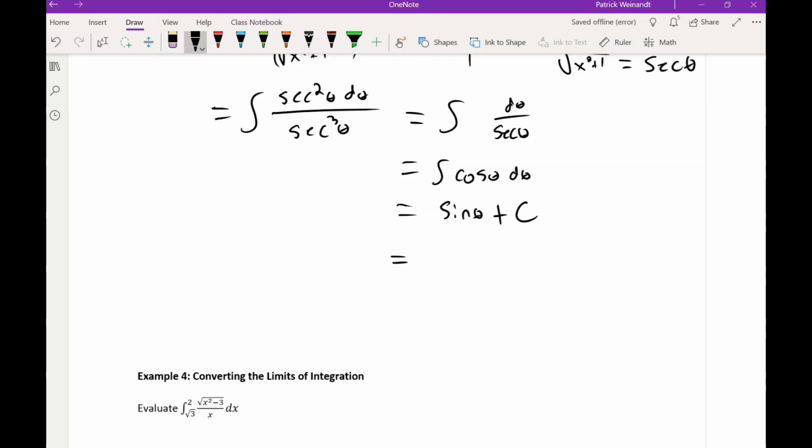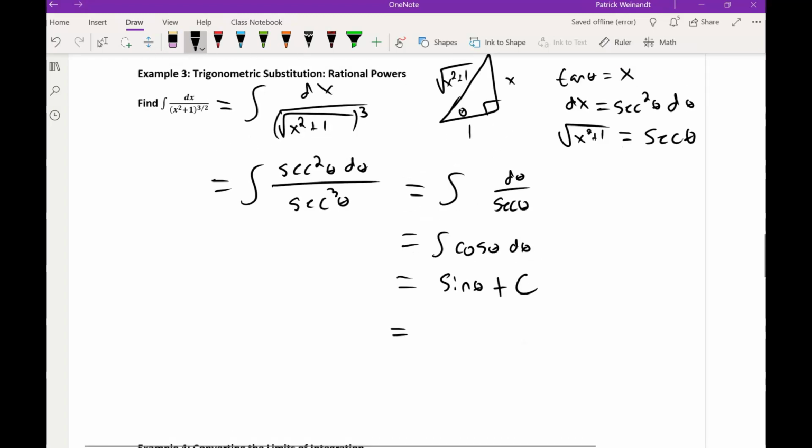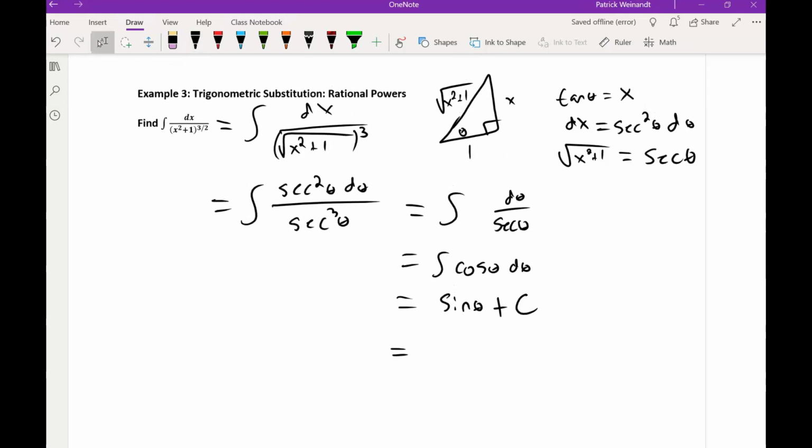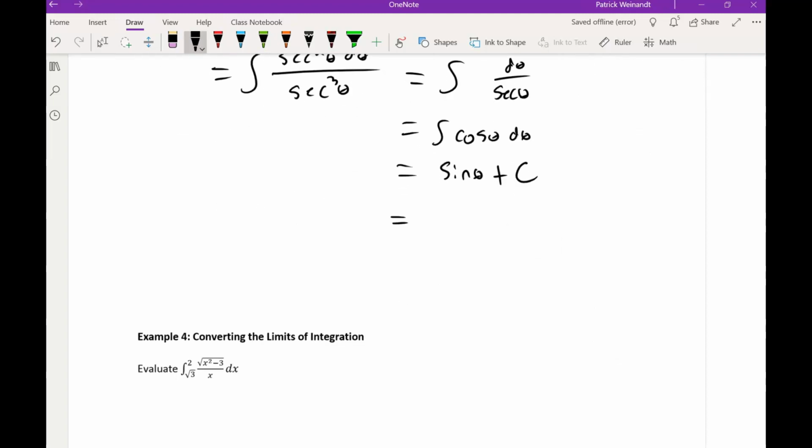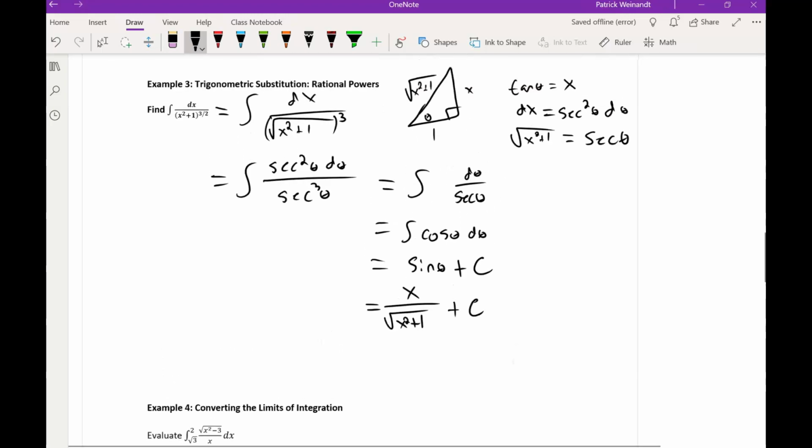And this is going to equal, well, go back up to our triangle. What is sine of theta? Sine is opposite over hypotenuse. That's going to be x over the square root of x squared plus 1. So our final answer is going to be x over the square root of x squared plus 1 plus c. That is going to be our answer.